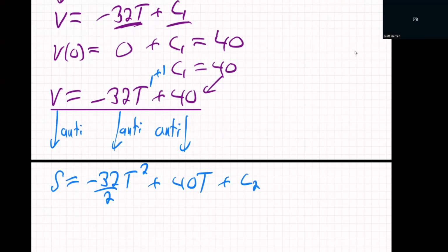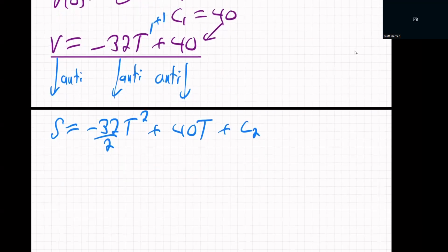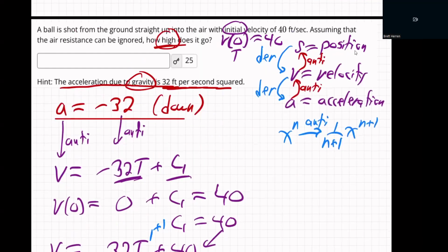We have another constant, because anytime you do an antiderivative step, you bring in a constant. There could be any number here without a letter, any constant that doesn't have t, and the derivative would go back to 0, so it could be any number there. So now, what am I going to do with that?